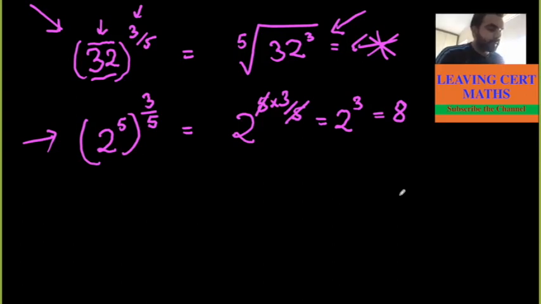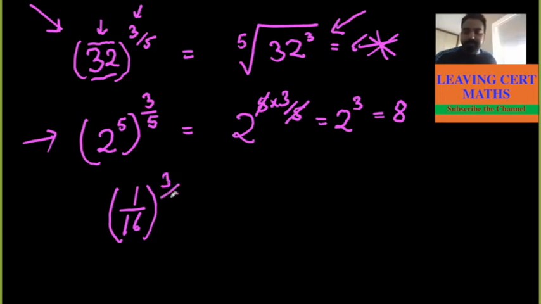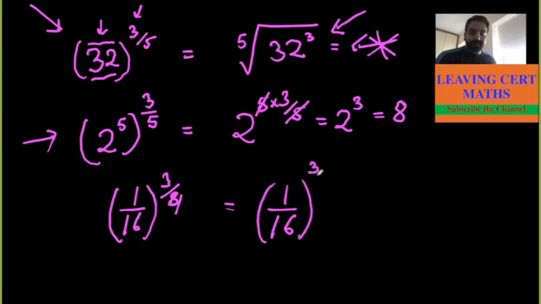Okay. Now just do one more. Can you do it by yourself? Try to solve this one with power 3 over 4. Without calculator, I assume. Yeah, without calculator. See, I don't like this one, 1 over 16. So I want to break this into a prime number. Okay. So what I will do, 16.